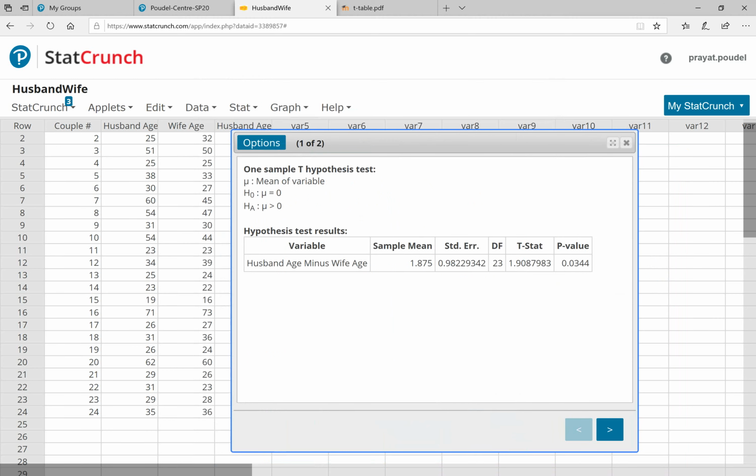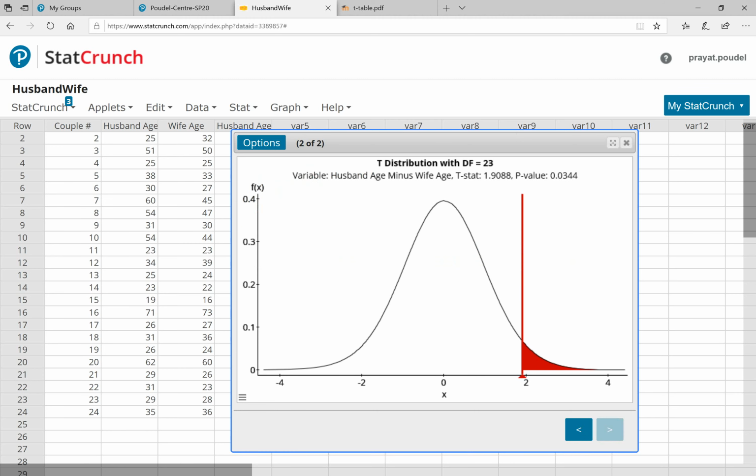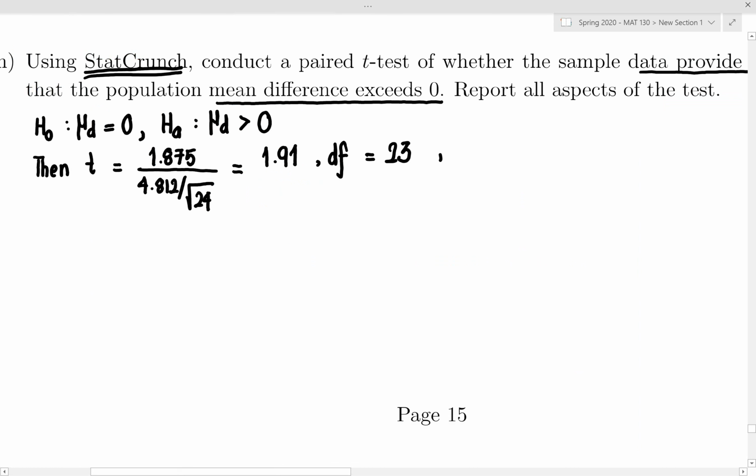So as we said, degrees of freedom is 23. We already computed our t-value is roughly 1.91, and according to StatCrunch, our p-value is 0.0344, and here's the picture. So let's put this here. Our p is 0.0344.